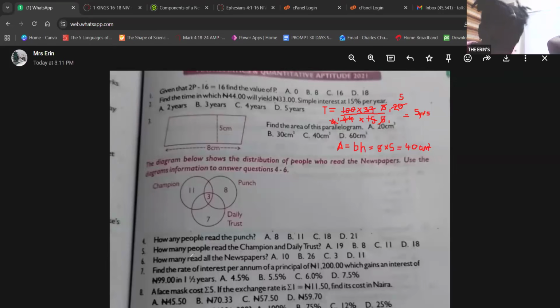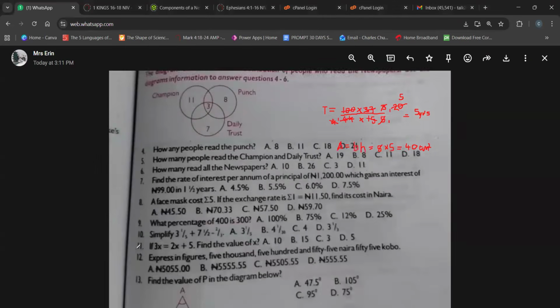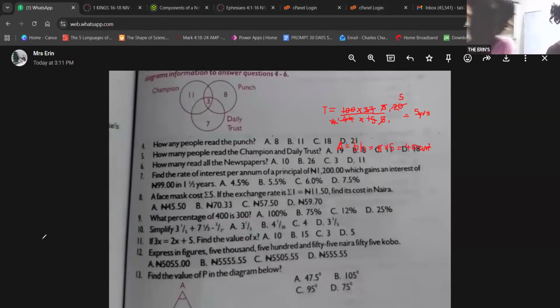Do you understand? Yes, sir. Number 7 is interesting. Find the rate of interest. So we're done with that. Find the rate of interest, a question on simple interest. So what's this one looking for? Rate.